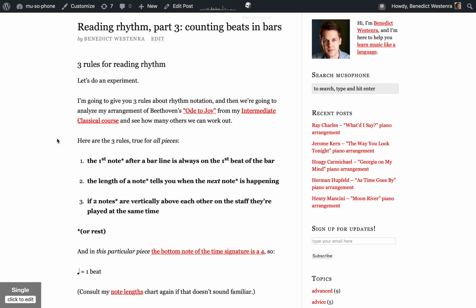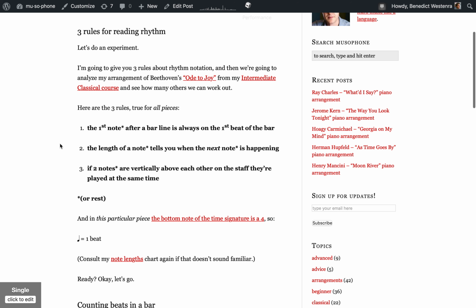Assuming you're watching it in context, you'll have read these rules already. And these rules apply to all pieces. So the first rule is the first note after a bar line is always on the first beat of the bar. Second is the length of a note tells you when the next note is happening. And the third rule is if 2 notes are vertically above each other on the staff, they're played at the same time. And in these 3 rules, every time I've had the word note, I have an asterisk pointing out that it can be a note or a rest.